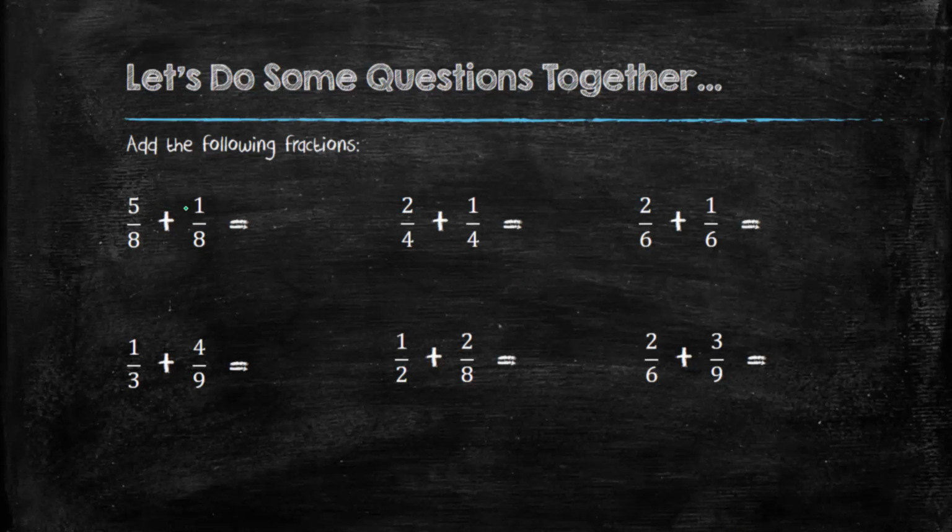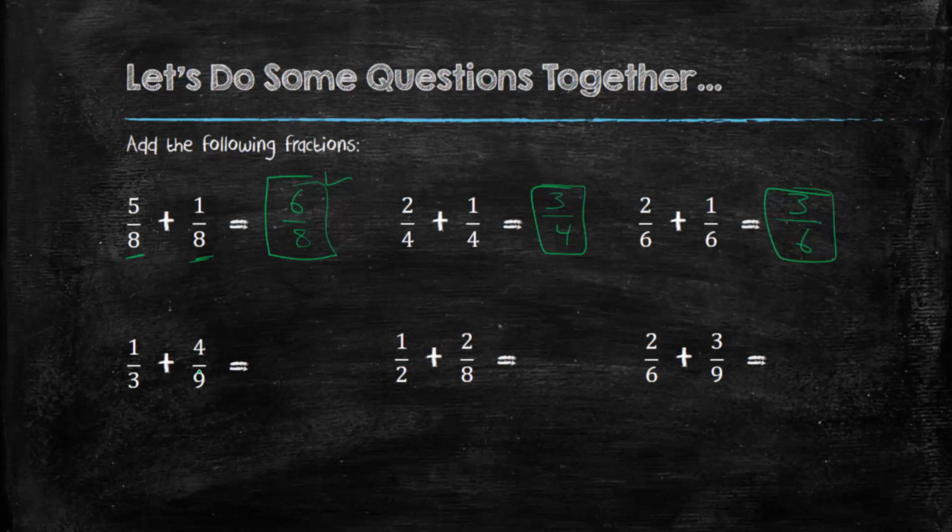Okay, let's do some questions together. Okay, 5 over 8 plus 1 over 8. Well, since we have common denominators, it's really easy. We just add the numerators. 5 plus 1 is 6. So this is 6 over 8. Okay, great stuff. 2 over 4 plus 1 over 4. Again, very easy. You just add the numerators. So 3 over 4. 2 over 6 plus 1 over 6. Again, very easy. You just add the numerators, and 2 plus 1 is 3, so 3 over 6.